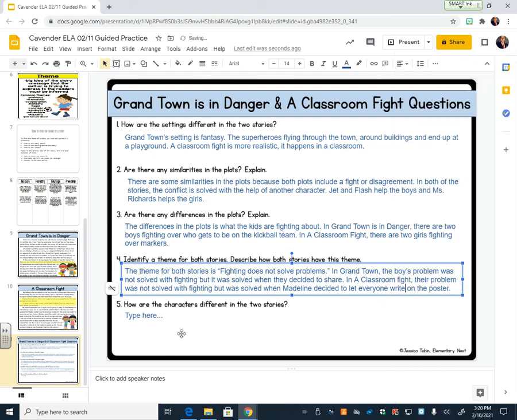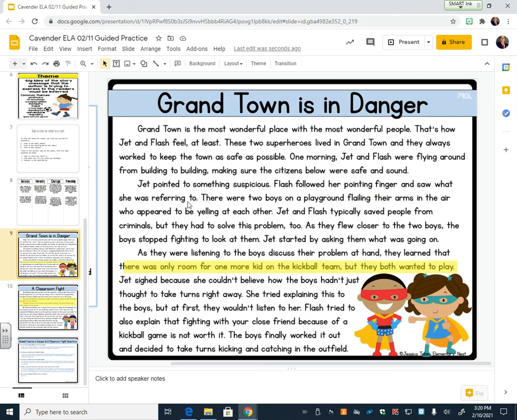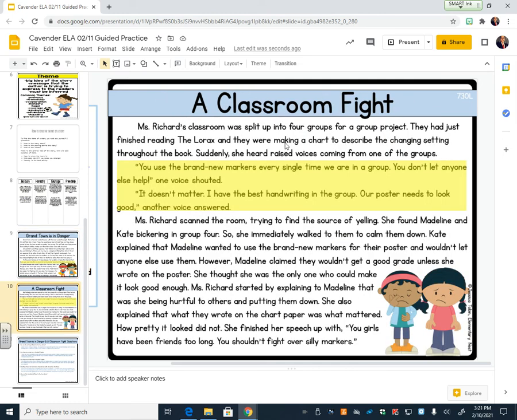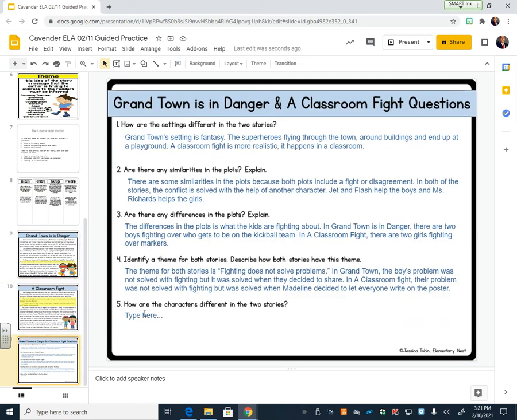All right, our last question. This last question says, how are the characters different in the two stories? Well, the obvious: these were two boys fighting, and these were two girls fighting. And when the boys were arguing, they were flailing their arms and in each other's faces. But when the girls were arguing, they were only using their voices.